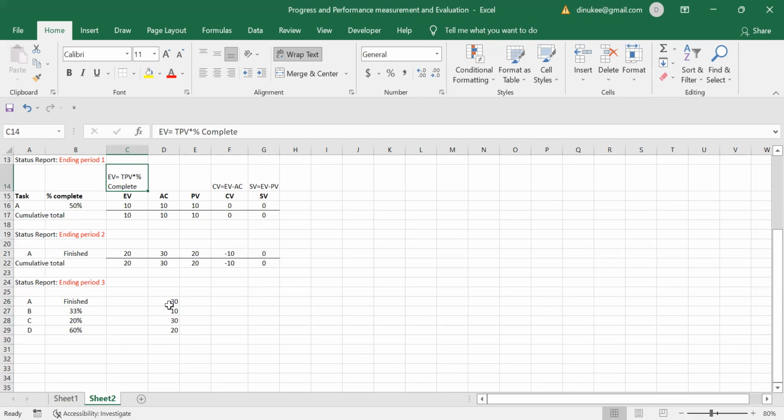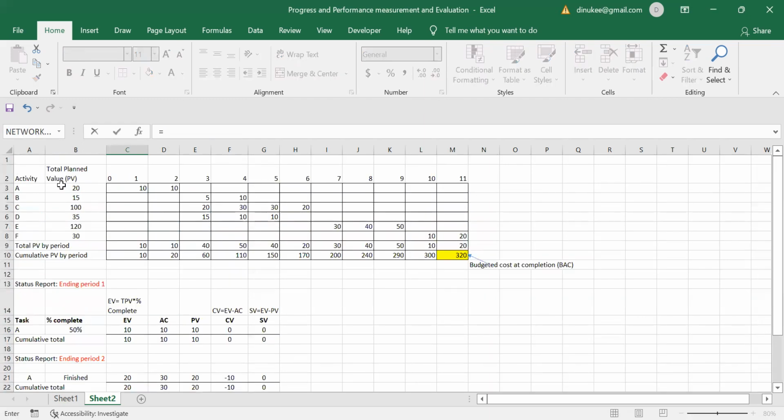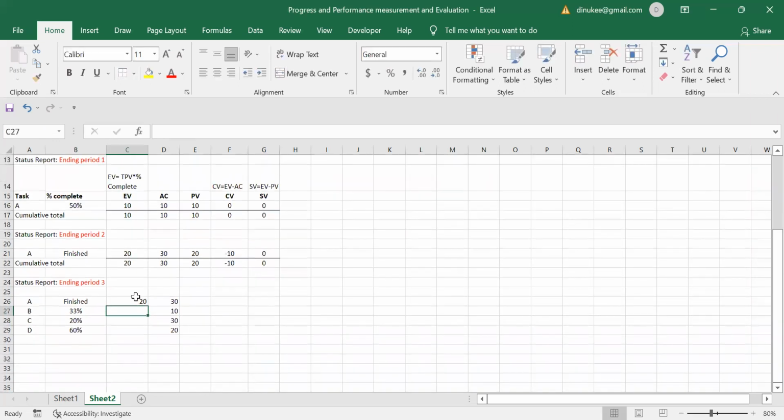So I will do this for you. For activity A, what is the total planned value? Total planned value is 20, right? So this 20, you have to multiply by the percentage completed. As activity A is finished, it means 100% completed, right? That means our earned value should be 20 here. So the earned value is 20 here.